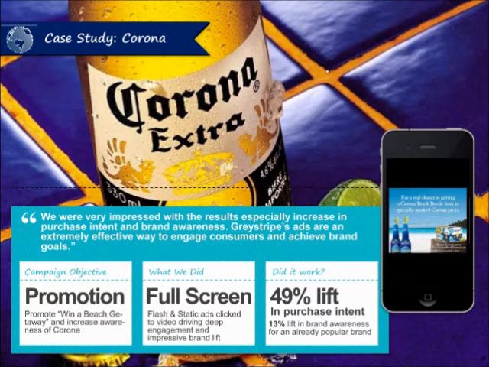And what were the results? Again, we saw a 49% lift in purchase intent. All of this is ComScore data. 13% lift in brand awareness for Corona, which already had an 80 to 85% brand awareness measurement.